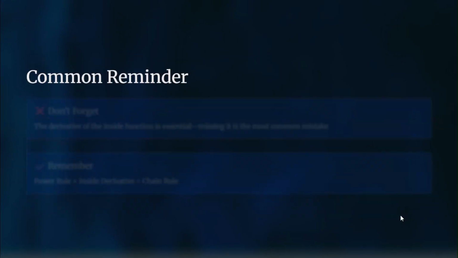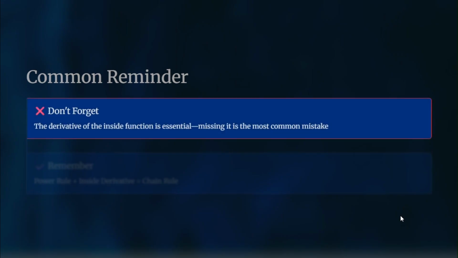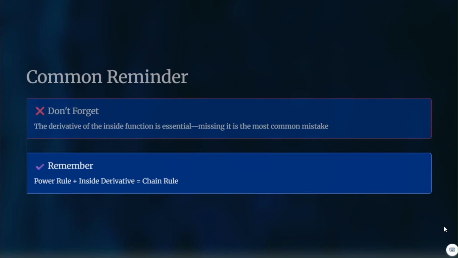Here are some common reminders. Don't forget, the derivative of the inside function is essential. Missing it is the most common mistake. And remember, power rule plus inside derivative is essentially what the chain rule is.